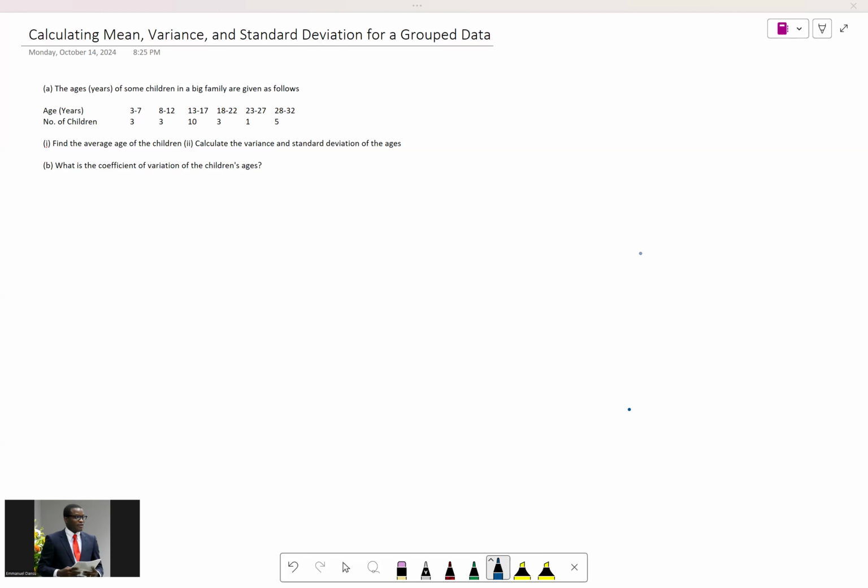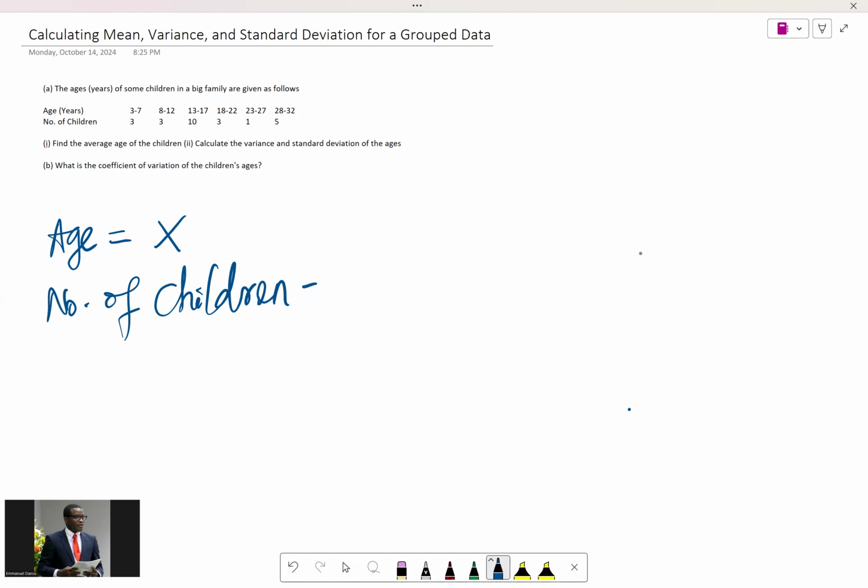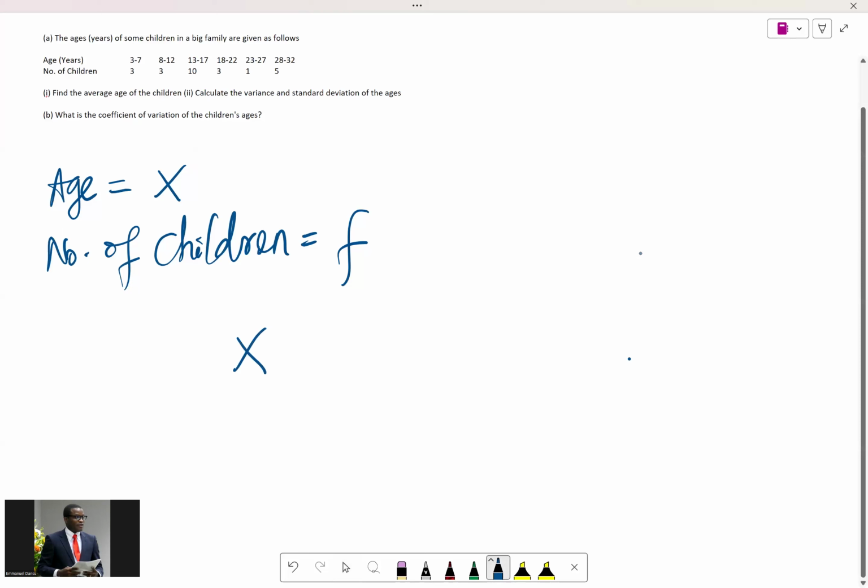First of all, we have age and number. Let me say age is X, and the number of children we can take to be frequency F. So I have X and F.